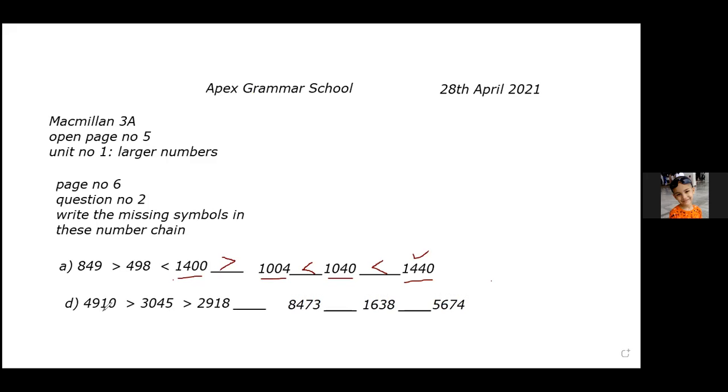Now you can see this value is 4,910 and this one is 3,045. This one is 4,000 and this one is 3,000. So definitely 4,000 is bigger. So crocodile moves his face towards 4,000. Now this one is 3,000 and here I have 2,000. Definitely crocodile will move his face towards 3,000.